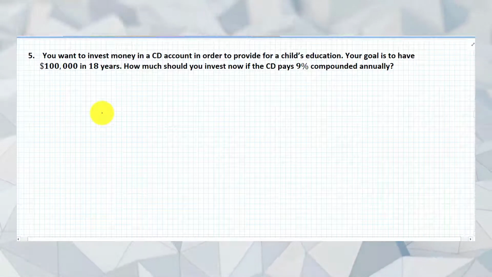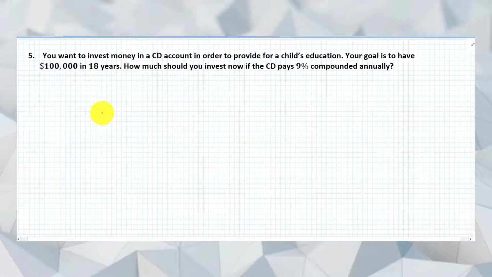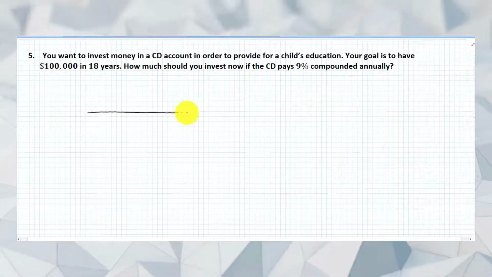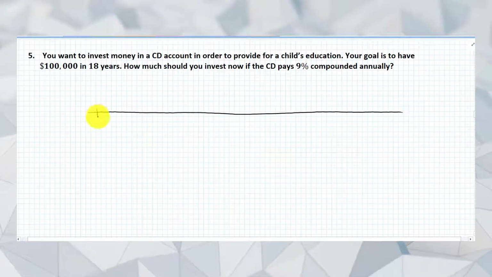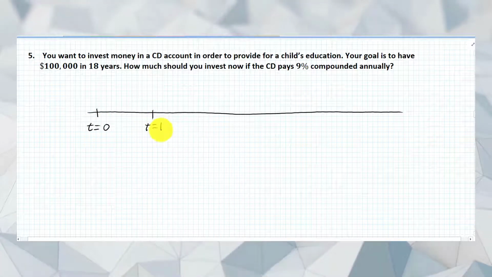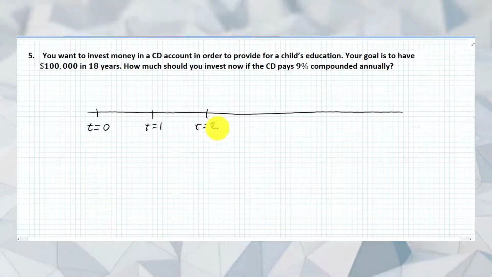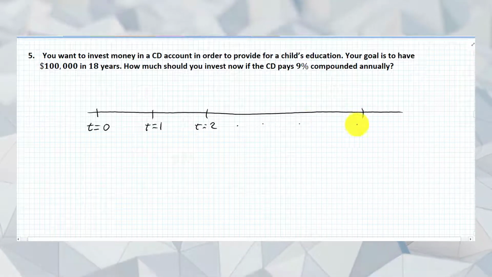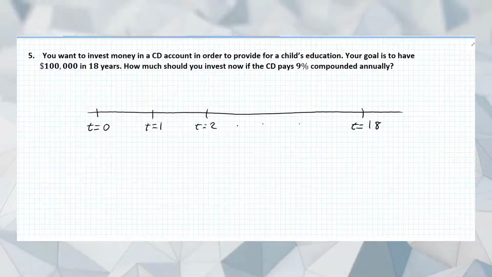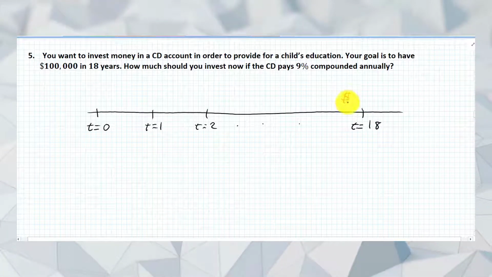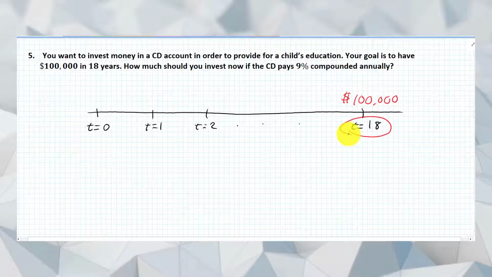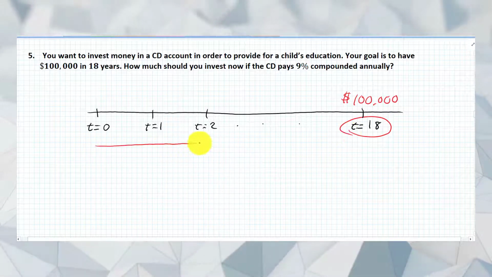We don't know how much we want to invest. What we know is that we want to have $100,000 in 18 years. So let me do a timeline of the situation. This is T equals 0, T equals 1, T equals 2, and so on. And this is T equals 18, okay? And what I want is to have $100,000 in 18 years.